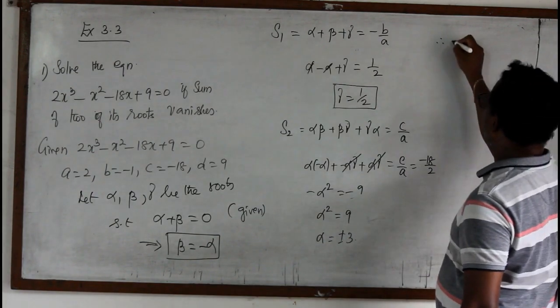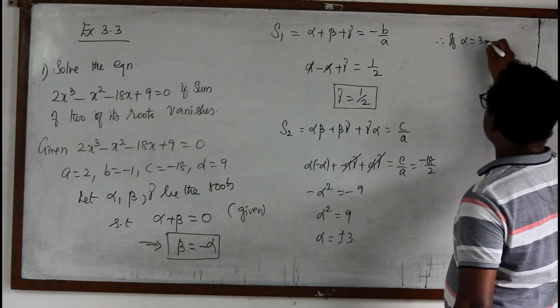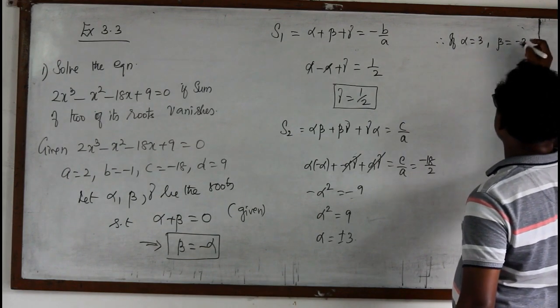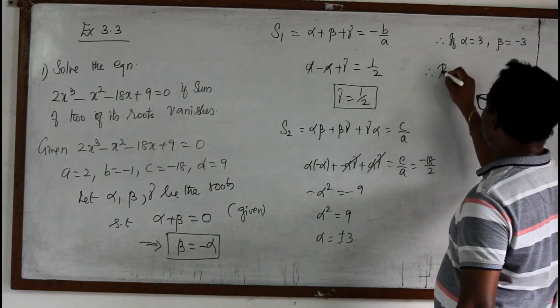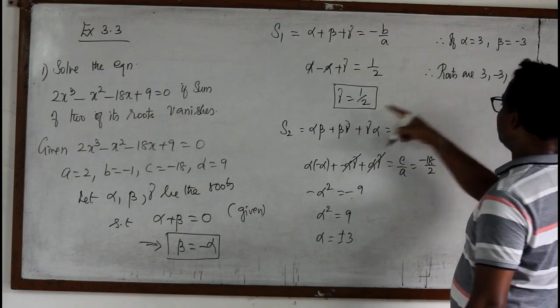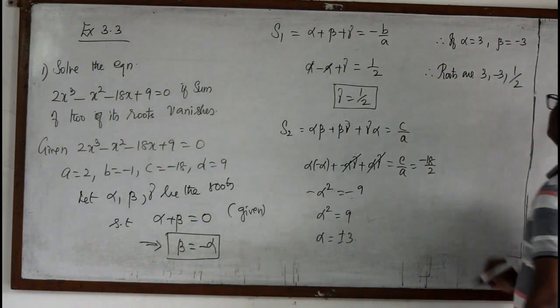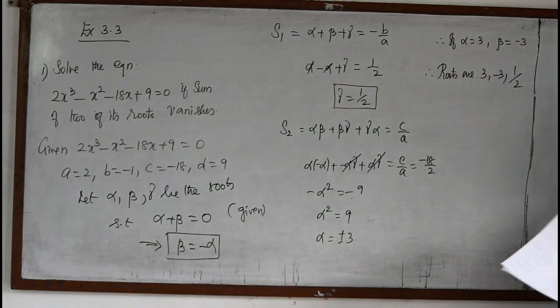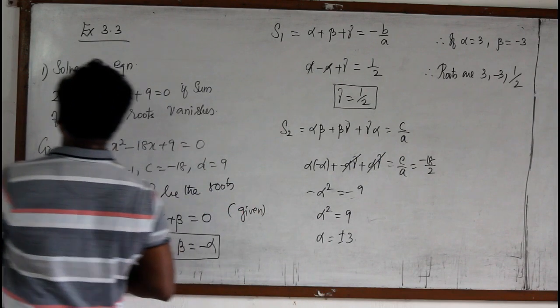So therefore, if alpha is 3, then beta is minus 3. So we got all the roots. Therefore, roots are 3, minus 3 and gamma is 1 by 2. So we got all the three roots. This is exercise 3.3 first part.